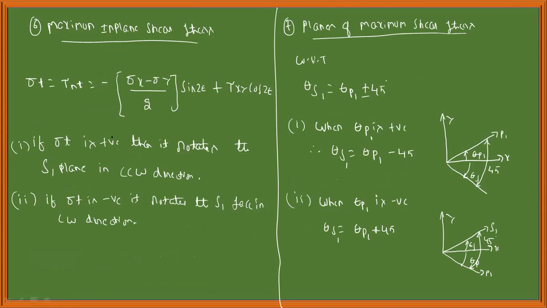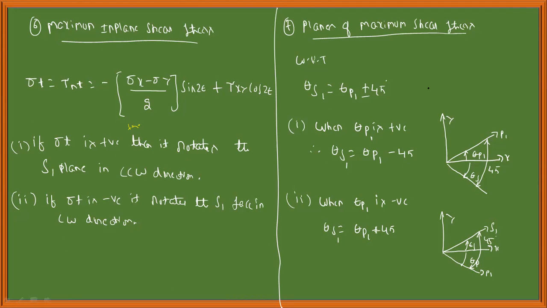Next, sigma t. We calculate sigma t directly from the formula. If sigma t is positive, say plus 50 MPa, then it will rotate the S1 face in the counterclockwise direction. If sigma t is minus 50 MPa, then it will rotate the S1 face in the clockwise direction.